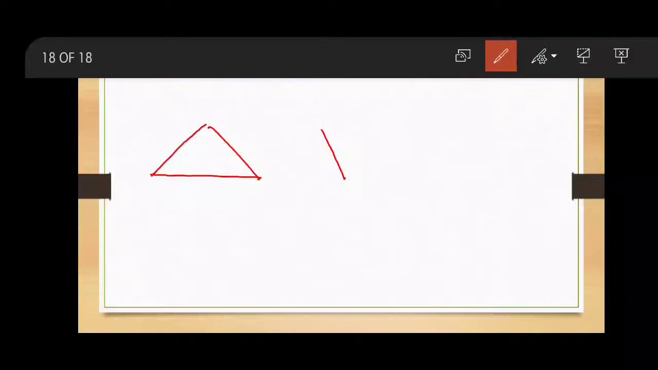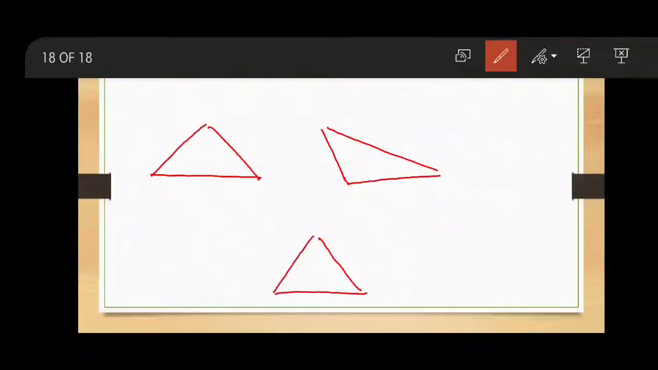Ill-conditioned triangle. The triangles having angles less than 30 degrees and greater than 120 degrees are called ill-conditioned triangles. Such types of triangles are generally neglected. Finally, ideal conditioned triangle. An equilateral triangle is an example of an ideal conditioned triangle, having all equal interior angles.